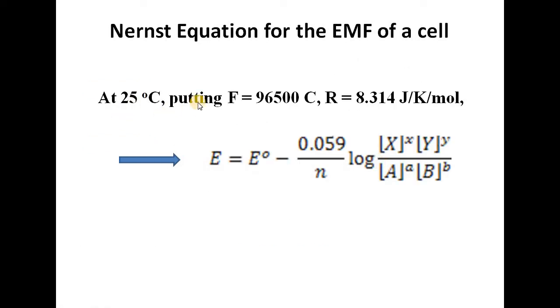Now putting temperature at 25 degrees Celsius under normal conditions, and putting the value of Faraday, which is equal to 96,500 coulomb, and the value of R in SI units, which is equal to 8.314 joule per kelvin per mole, we are getting this final expression under these conditions, where E = E° − 0.059/n log ([X]^x [Y]^y) / ([A]^a [B]^b), with molar concentrations.